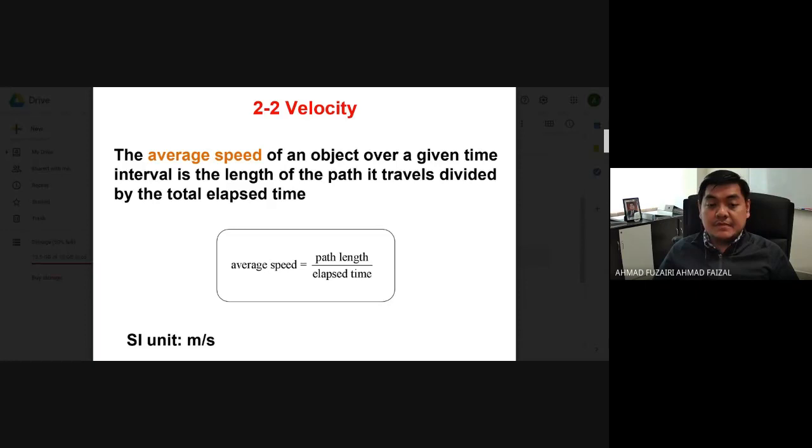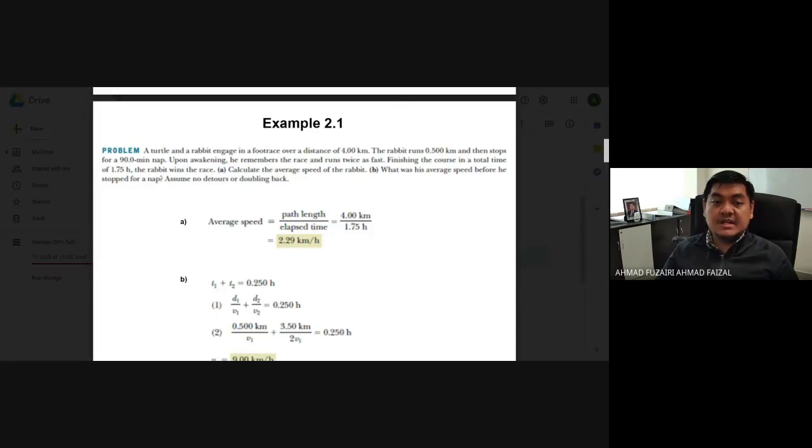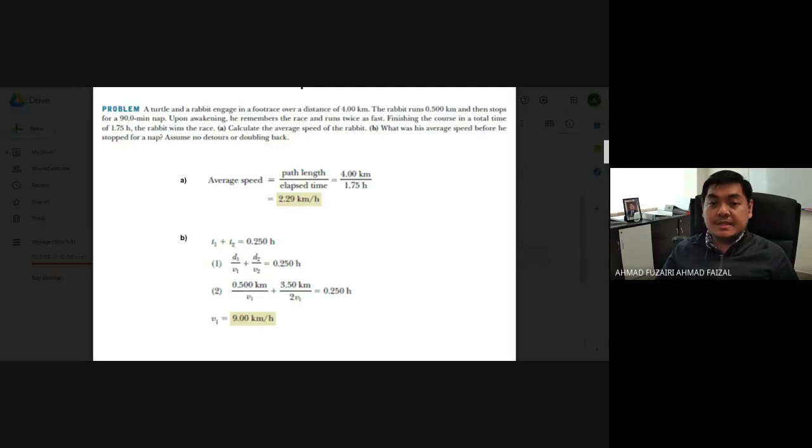Normally only in this chapter will we differentiate between speed and velocity. In the next few chapters, speed and velocity won't seem to have much difference, but the unit is still meter per second. These are also the examples we already discussed about the turtle and rabbit, where we find the average speed, and using that equation we can also calculate the time taken.